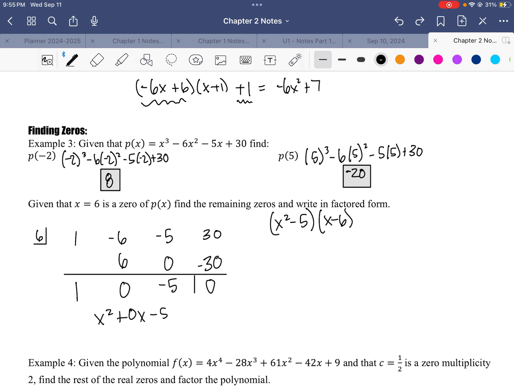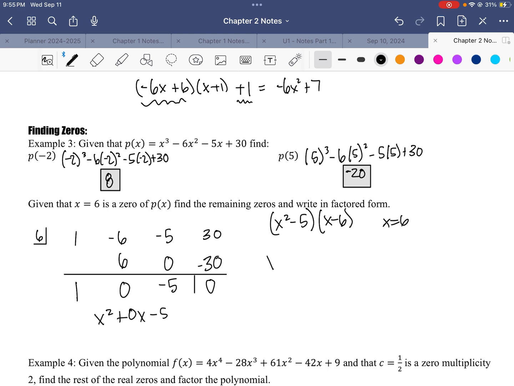And we didn't get a remainder, so that's good. However, what it asks us to do is find the remaining zeros and write in factored form. This is factored form, but that is not the answer to what the zeros are. So the zeros, one of them is x equals 6, and it comes from this factor.